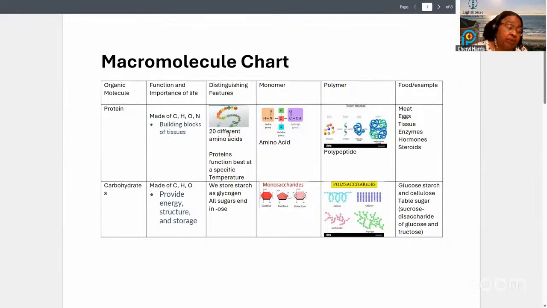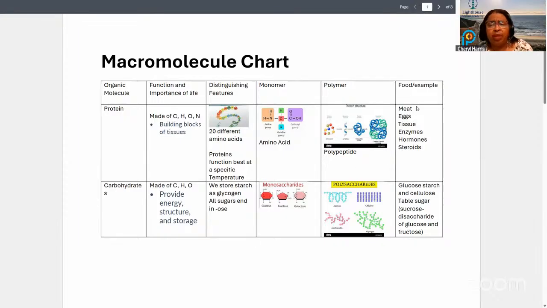So there are 20 of them. I refer to this like we have 26 letters in the alphabet, and we make gazillions of words out of it. Same thing with amino acids. How you arrange the amino acids will determine the kind of protein that you make. So think of a protein as a string of pearls. That string of pearls is called a polypeptide. Anytime you see peptide, that's a protein. So you have monopeptides and polypeptides.